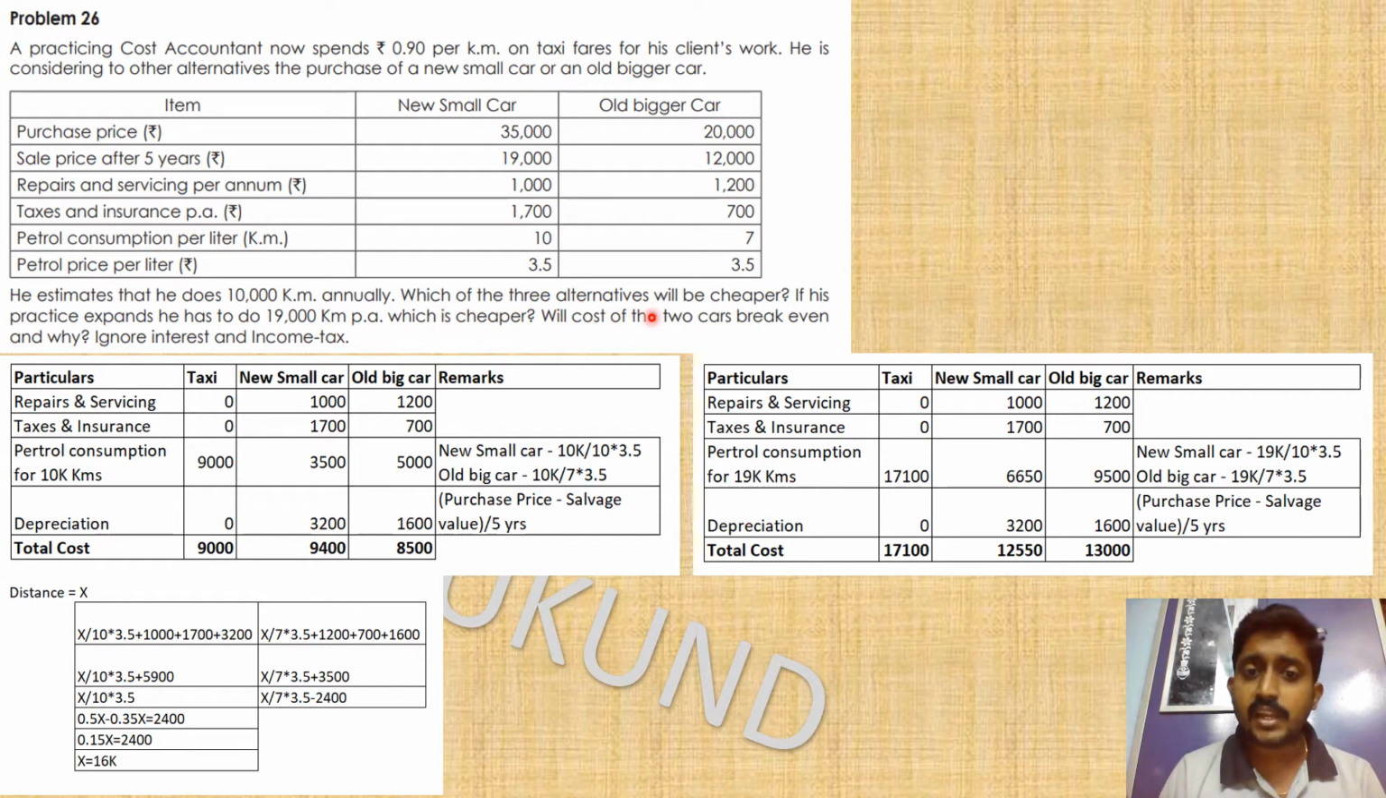Which of these three alternatives will be cheaper? If his practice expands, and many other companies come in for his consulting, then he may need to travel 19,000 kilometers per annum. In that case, which is the cheaper option? Now he is traveling 10,000 kilometers per year, and if he grows and more clients come, his travel may extend to 19,000 kilometers per annum also. In that case, we have to see whichever is the cheapest option.